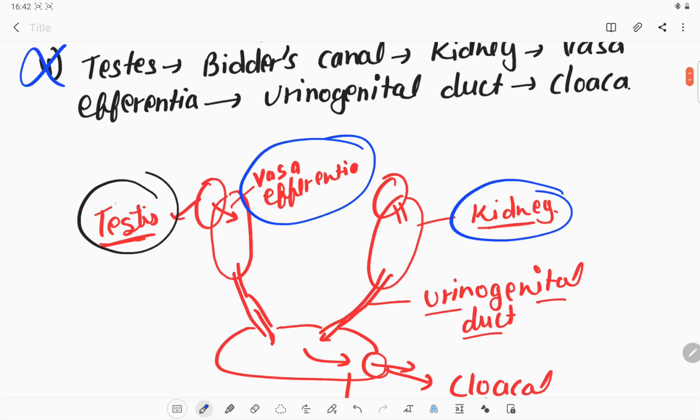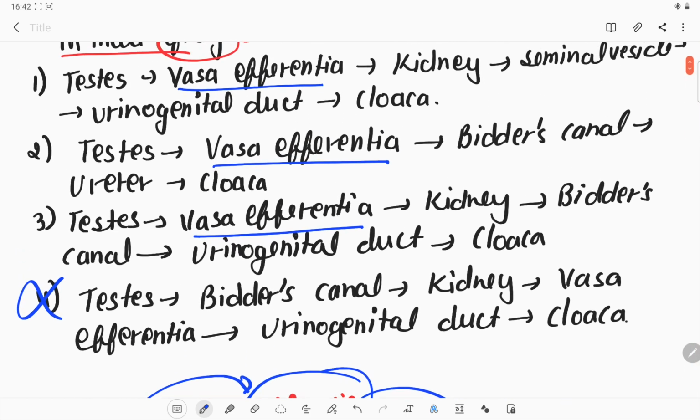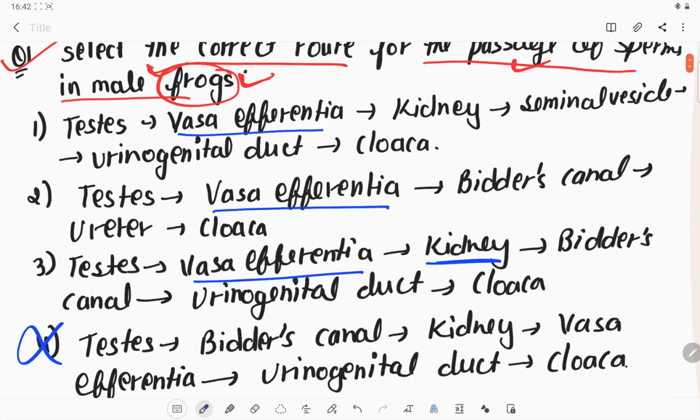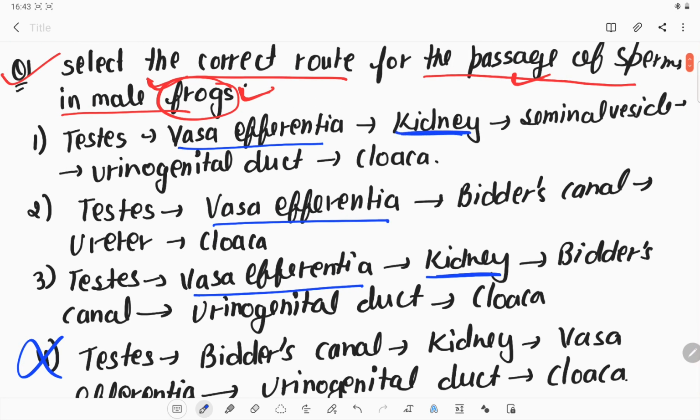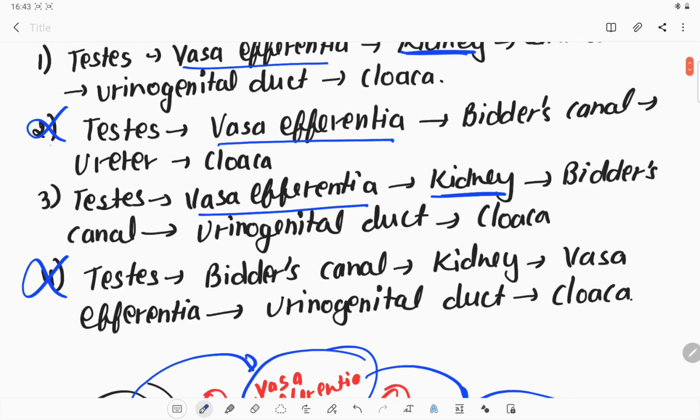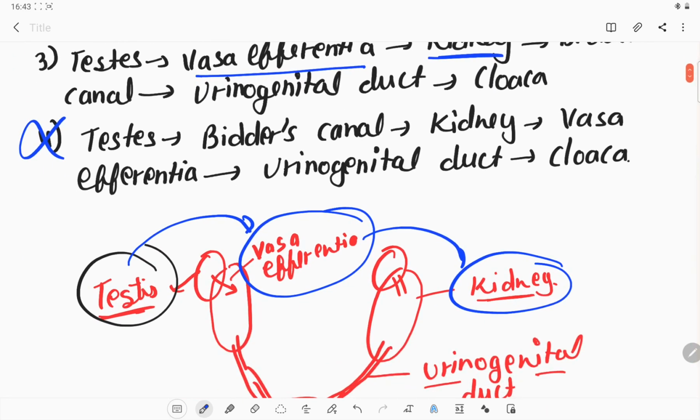Next will be the kidney. From testis it goes through the vasa efferentia to the kidney portion. So third will be the kidney. Here third is kidney, and here is also kidney. So first and second. Second cannot be an answer. First or third can be an answer.